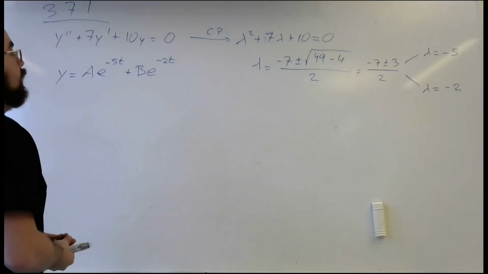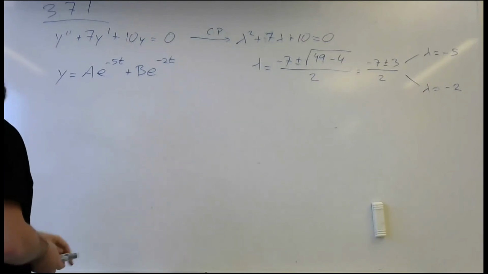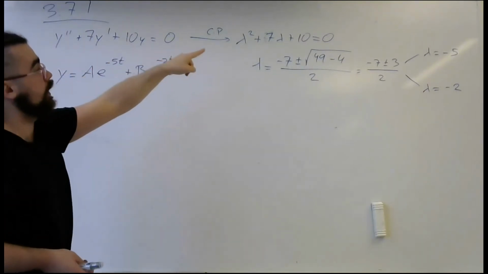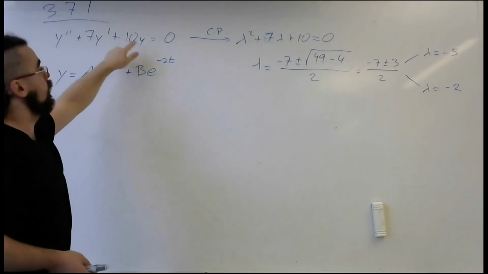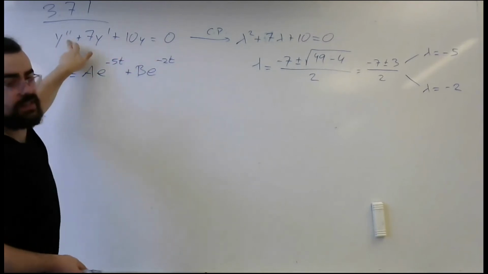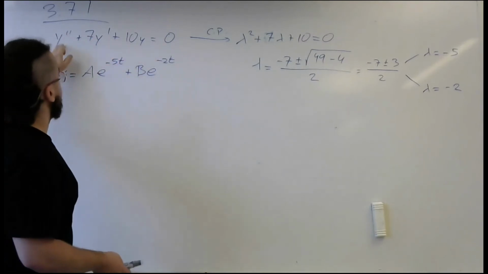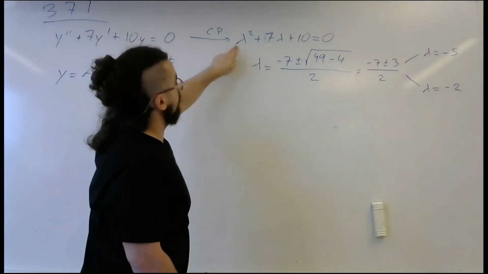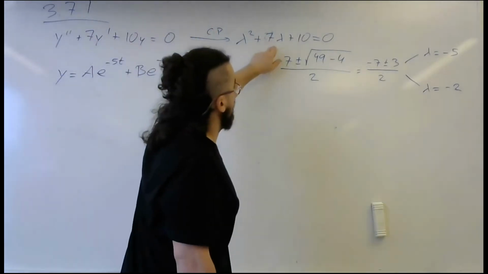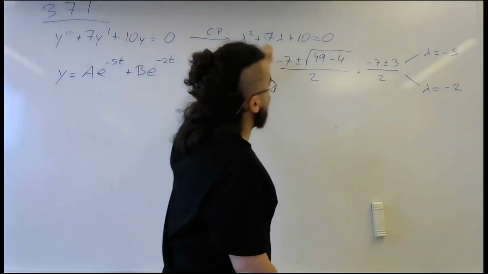That's good as well, as long as you have very clear that this characteristic polynomial is built with as much degree as the derivatives you make. Y second, lambda squared; y prime, lambda first; y nothing.